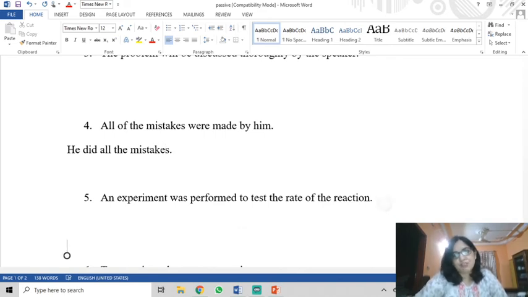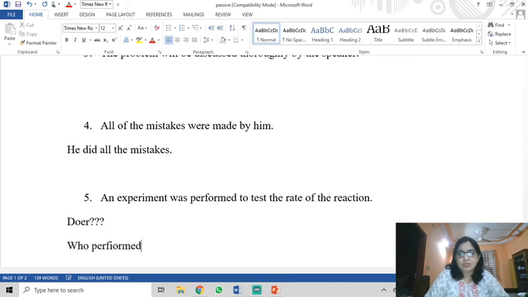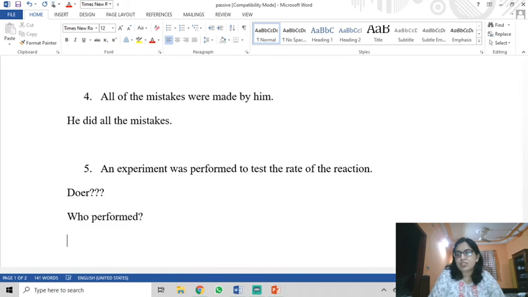And then, if you have to, an experiment was performed to test the rate of reaction. Again, the doer of the action is missing. So who is the doer? We don't know. So who performed? You don't know. An experiment was performed to test the rate of reaction. So how will you change it into active voice? You cannot change it because you don't have the complete information.